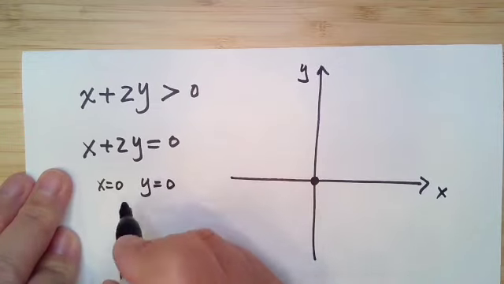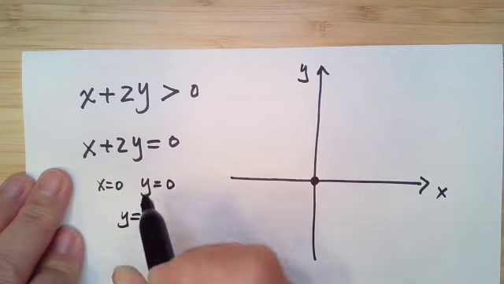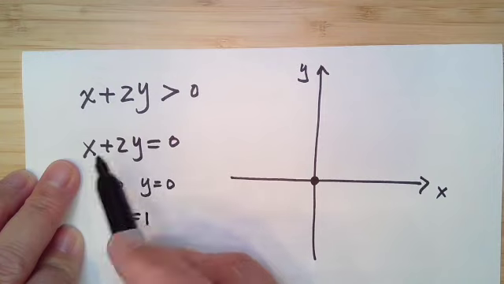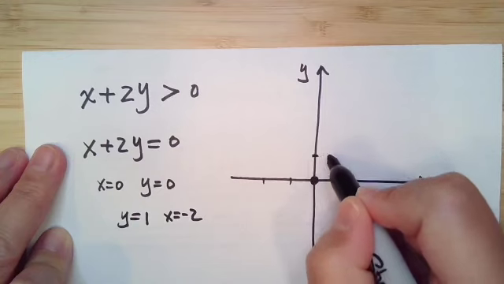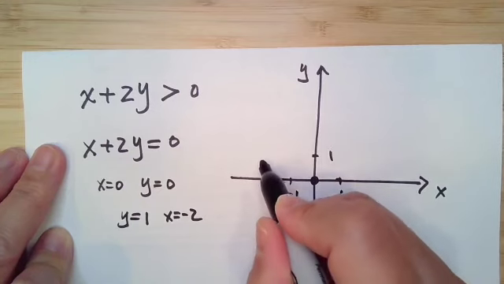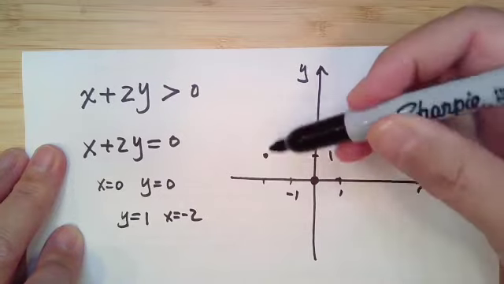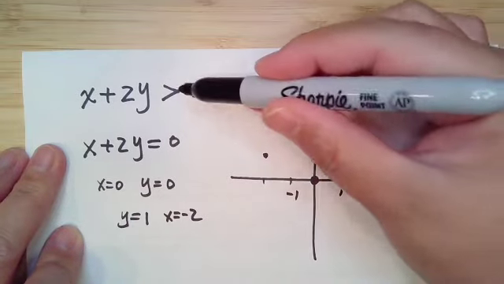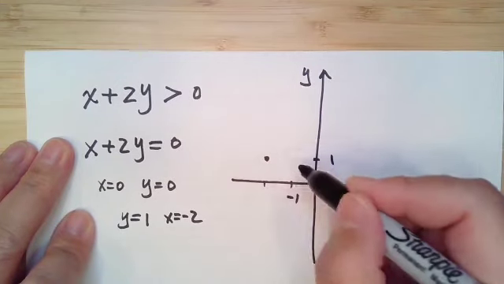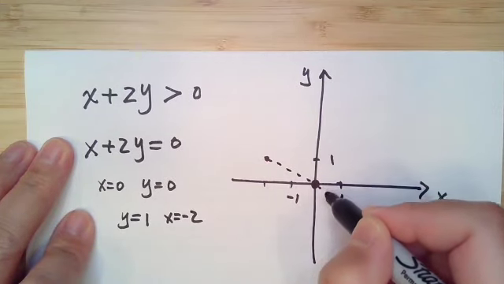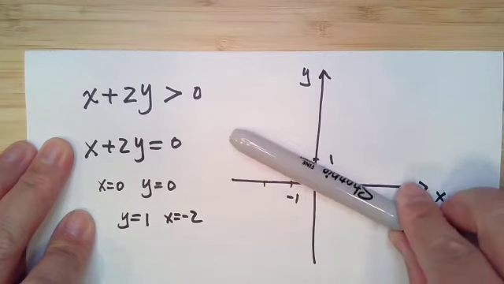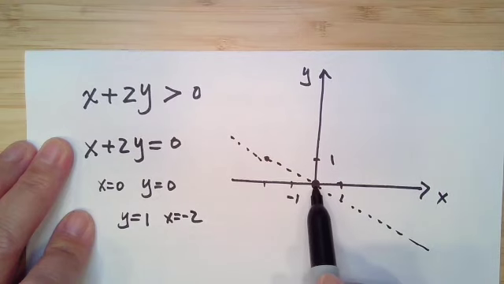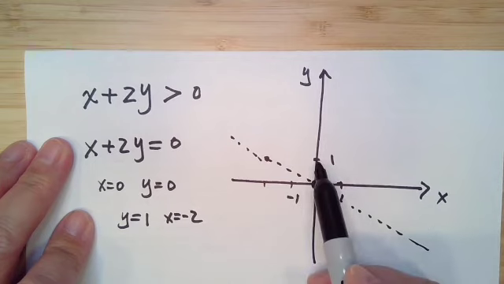I choose y equals 1. If y is 1, here's a 2, so x is negative 2. That means (negative 2, 1) is here. Okay, so I have this point and this point, and there's a greater than, so there's no equal sign, so I'm going to do a dotted line. Now I have either this region or this region, but the funny thing is I cannot use (0, 0) to test it. So I choose here, x equals 0, y equals 1.